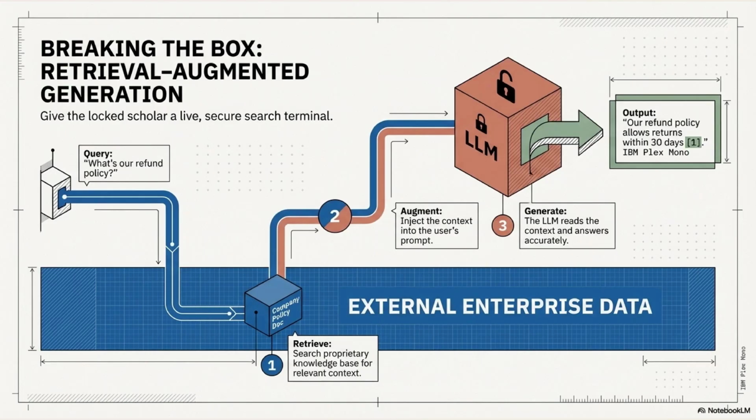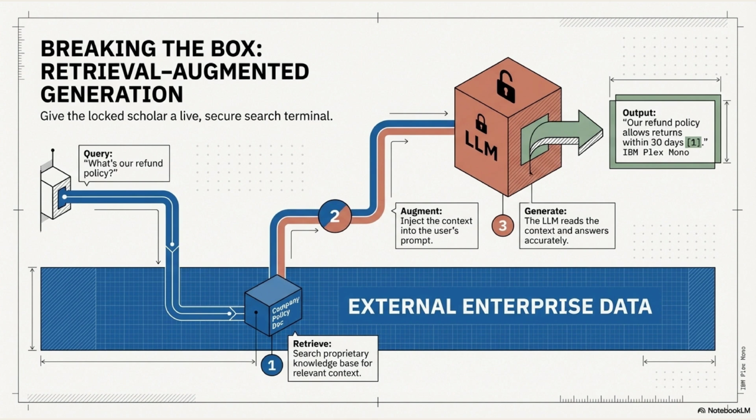This slide gives us the solution, and the title says it perfectly: Breaking the Box, Retrieval-Augmented Generation. The subtitle is what I want you to focus on. Give the locked scholar a live, secure search terminal. That is RAG in one sentence. We aren't unlocking the model. We aren't changing what it knows. We are giving it a terminal, a way to search your external enterprise data in real time before it generates any answer. Look at the flow diagram.